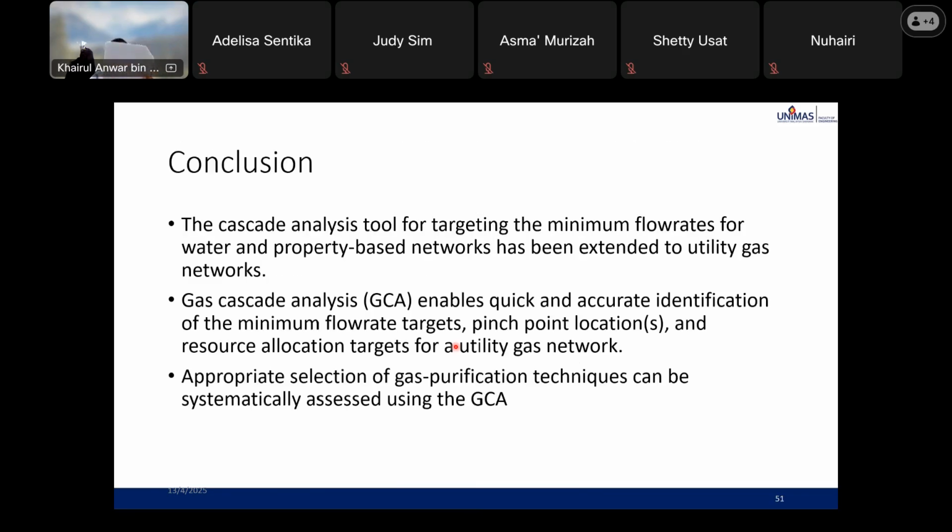The conclusion here: the gas cascade analysis enables quick, accurate determination of the minimum flow rate and resource allocation targets for the hydrogen network. Appropriate selection of gas allocation techniques can be systematically assessed using the GCA.